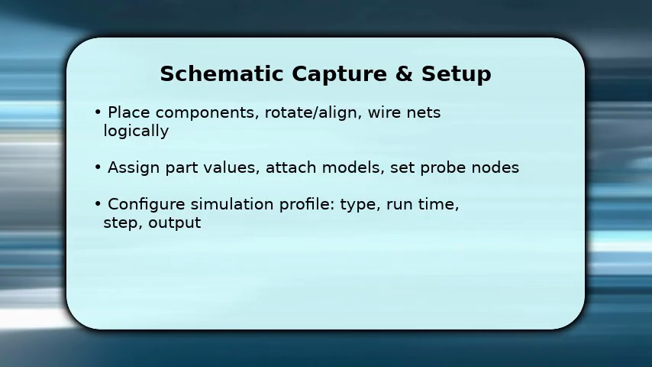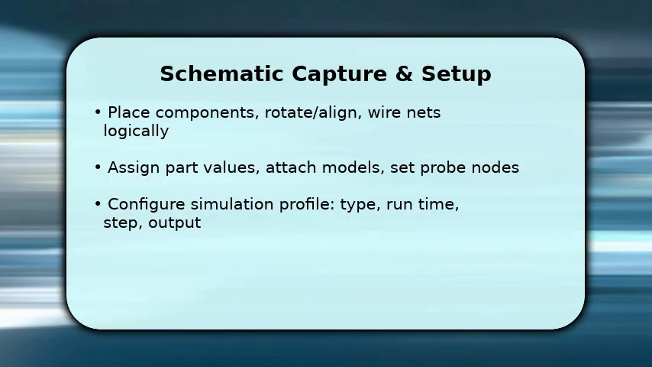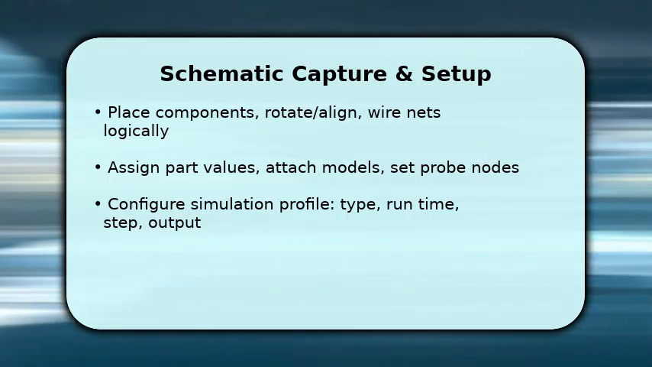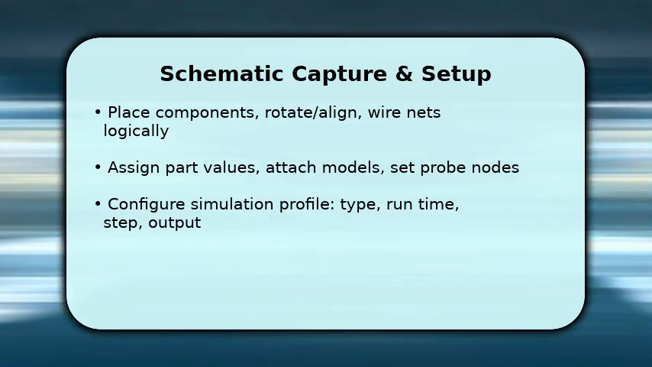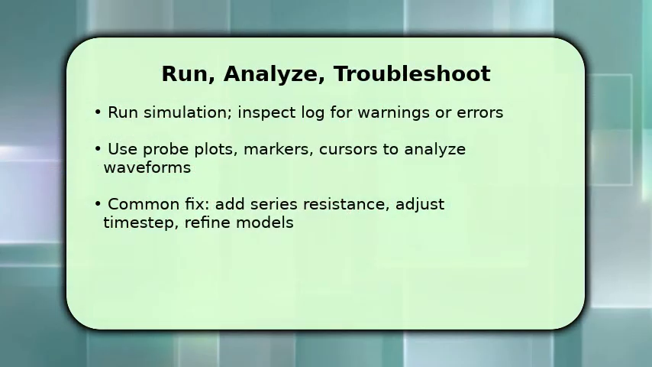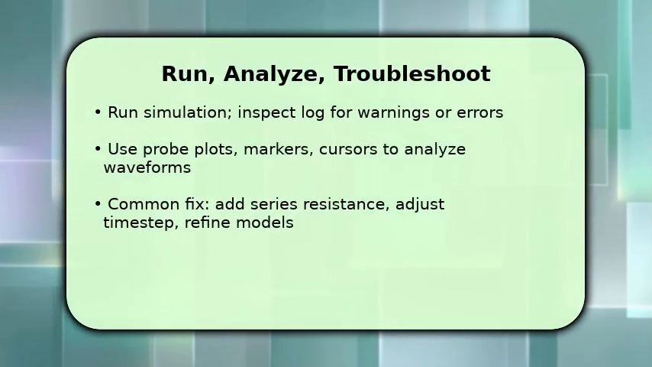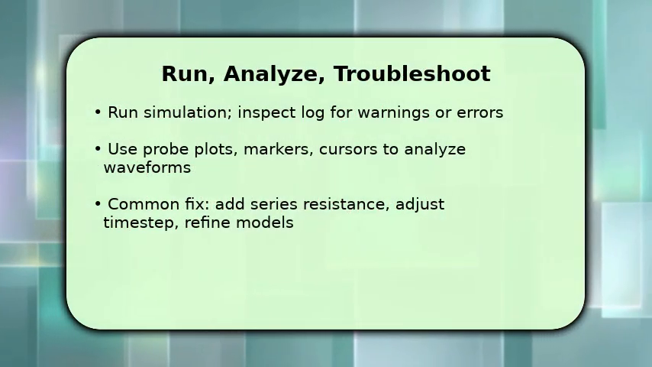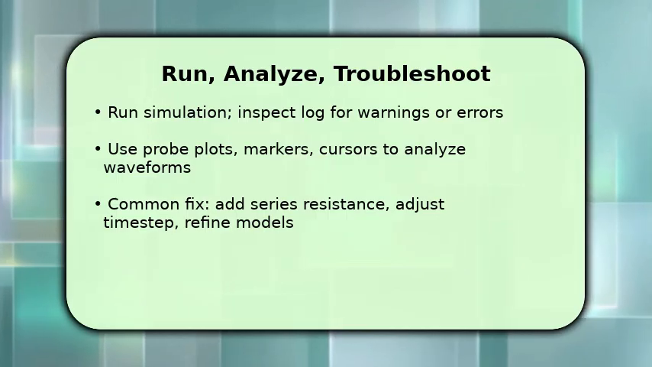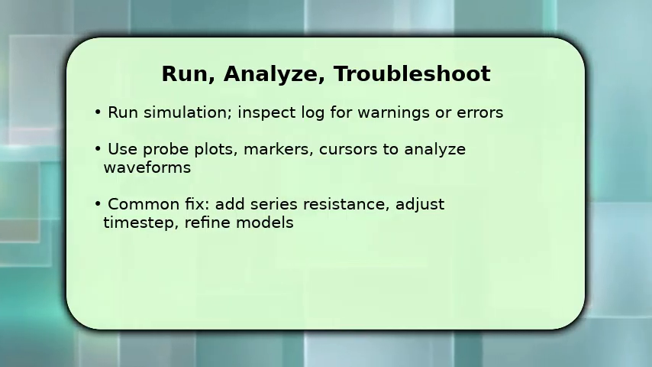Next, create a simulation profile. Choose transient, AC sweep, or DC bias. Set runtime, maximum step, and convergence options so results are accurate. Finally, run the simulation and watch the log for immediate warnings or fatal errors. If it completes, load waveforms and use cursors and markers to measure amplitude, phase, and timing. Zoom and overlay traces for comparison.